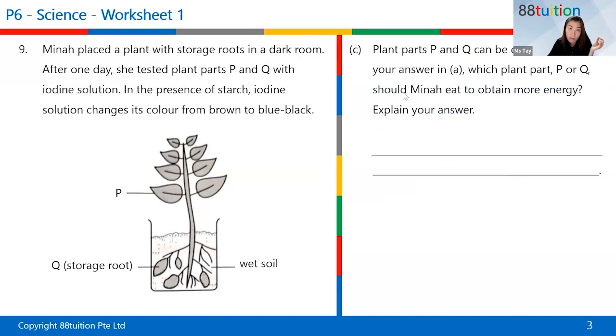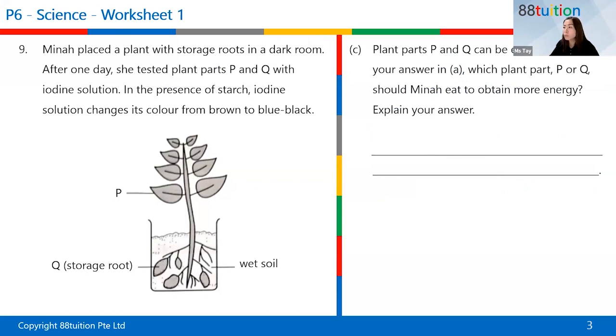Now we are at C. I told you I didn't want to go into C because I don't want to rush through the answers. Based on your answer in part A, which plant part, P or Q, do you think you should be eating to get more energy? Then you have to explain your answer.